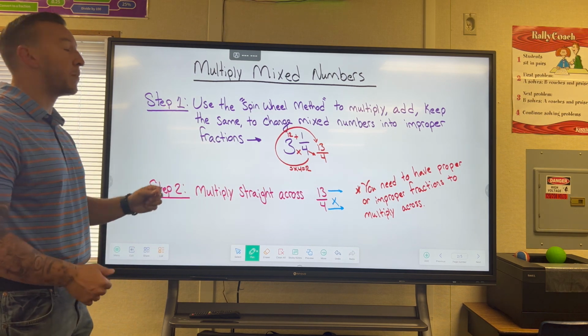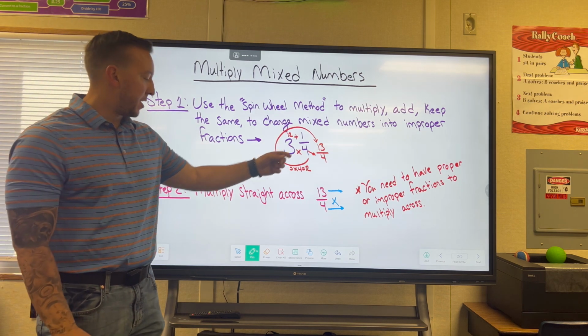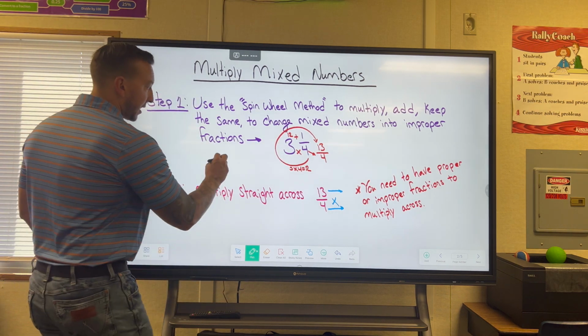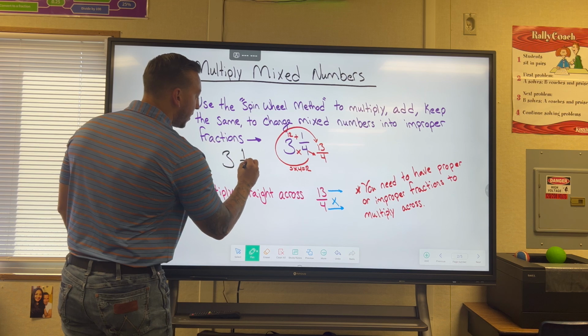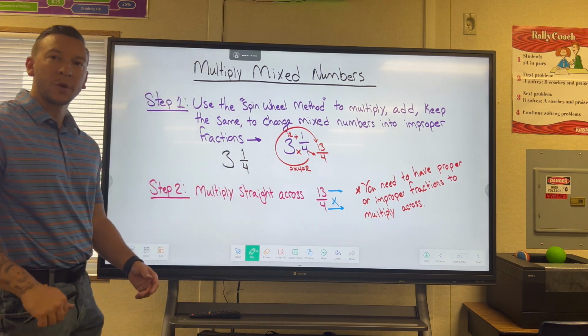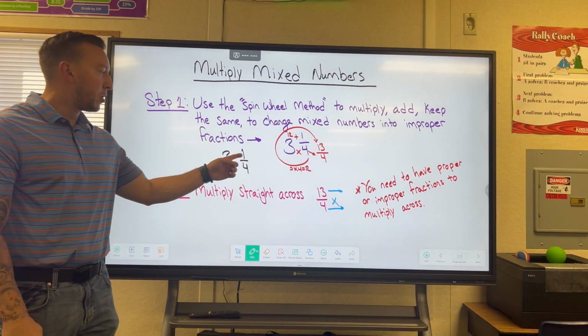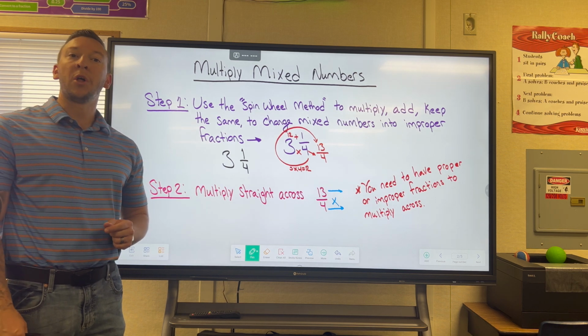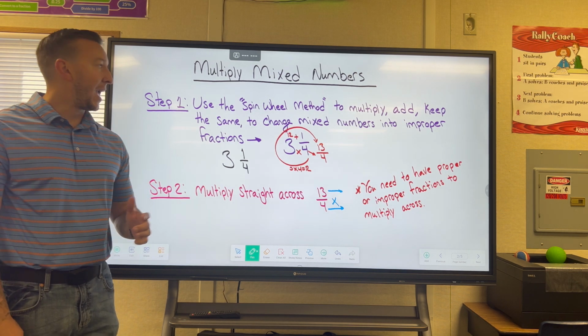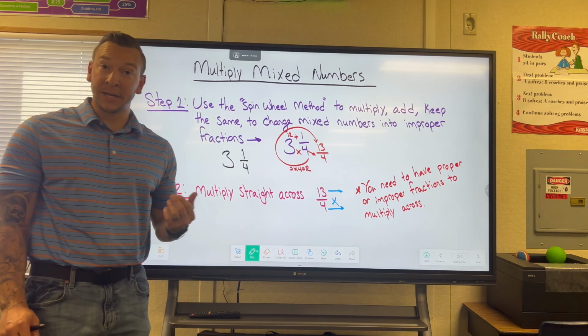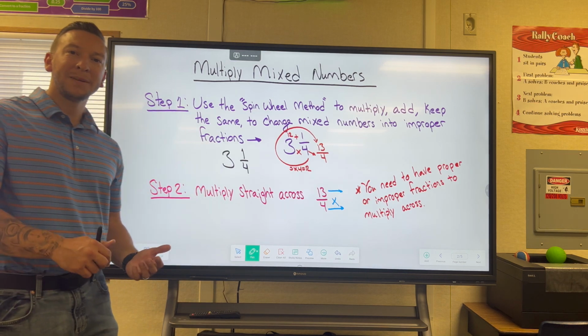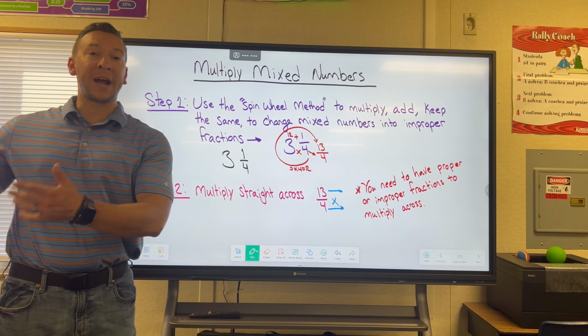So for step number one, whenever we have a number, and I'll write it over here so you can see it clearer, 3 1/4, okay? When you have a whole number next to a fraction like this, this is called a mixed number. And when we are multiplying mixed numbers, we can't multiply like we did with fractions and fractions.